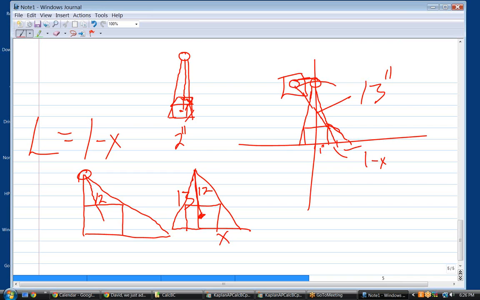Out of curiosity, would this problem be easier if it was just 12 inches from the top? I don't think so. I think actually being 12 inches from the center is going to make it easier. Notice how much harder it would be if it was 12 inches from the top. That would be 12 inches, and that would be 12 inches.